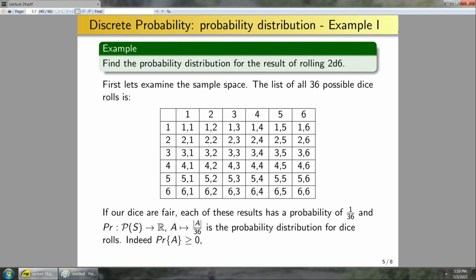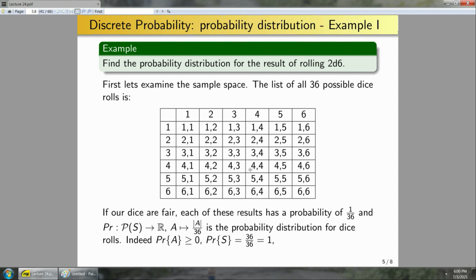So indeed, for any subset A of S, PR of A is going to be greater than or equal to 0, since for any subset of S, the cardinality will be greater than or equal to 0. Next, the probability that S occurs, well, S has 36 items in it, so the probability that S happens is 36 over 36, which is just 1, so that's trivially true. And then for axiom 3, why would that necessarily hold?